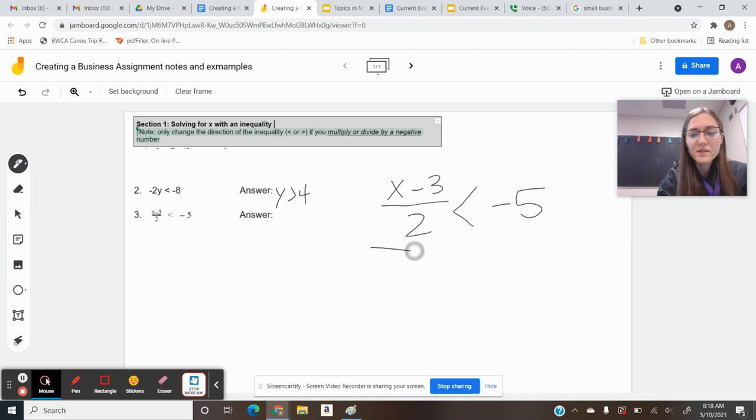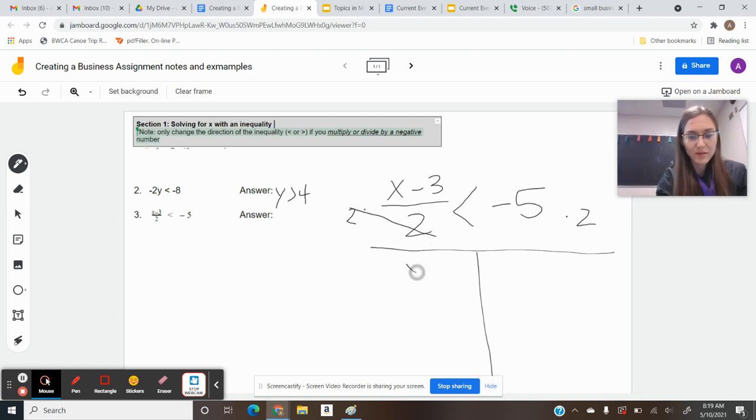Okay. So same thing as if we were solving for x. I'm going to set this up just like I was solving for a normal solve for x equation. We have x minus 3 divided by 2 is less than negative 5. So the first thing that I'm going to do is get rid of this 2. And in order to get rid of that 2, I'm just going to multiply by 2 on both sides. All right, it'll cancel out over here. So I'm left with x minus 3. I'm going to simplify this side before I deal with this inequality.